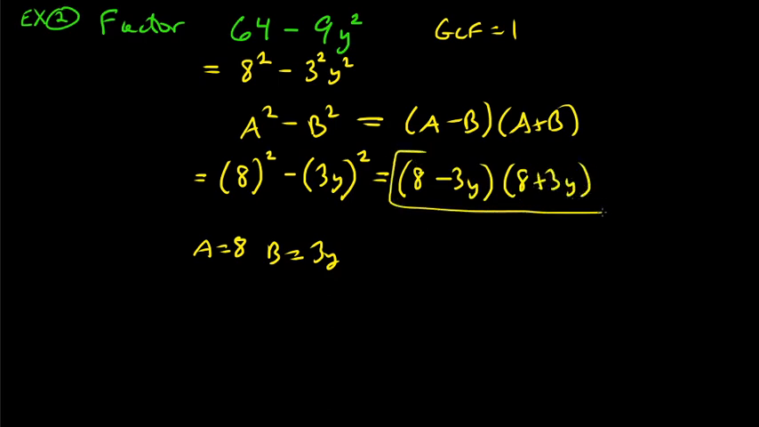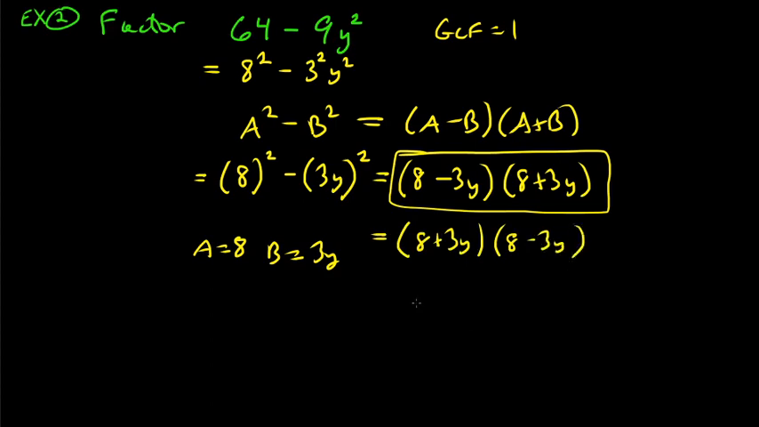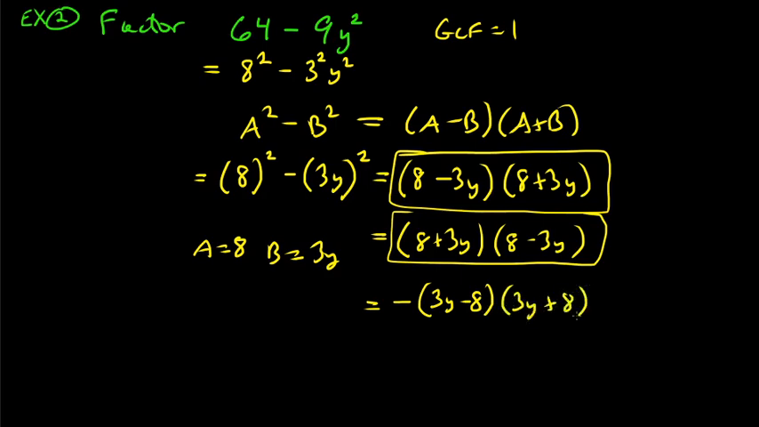And again, there's a lot of different ways you could write this. You could write this as 8 plus 3y times 8 minus 3y. That's perfectly fine too. Or if you factored out a negative 1, you can write this as negative 3y minus 8 times 3y plus 8. Again, a little convoluted there, but it's another perfectly good way to write the answer.